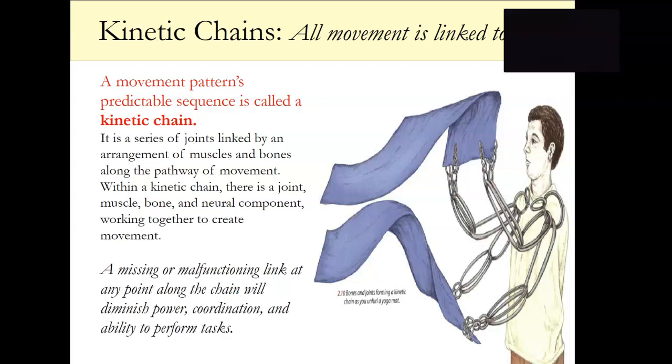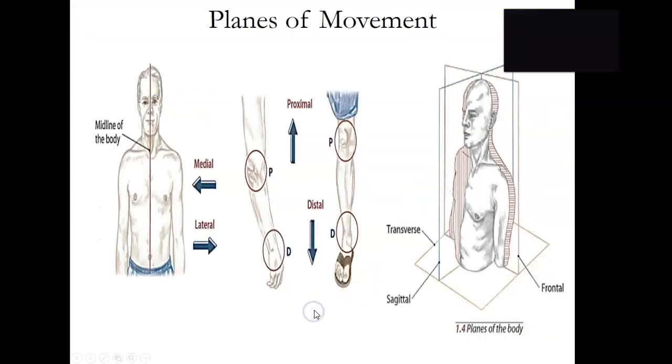We kind of did this when we did the activity when you were doing sit to stand and there was a missing link, whatever it was, being able to get up from a chair. As a therapist, you have to find that out and kind of use this idea of kinetic chains to see where the missing part is. Okay, planes of movement.